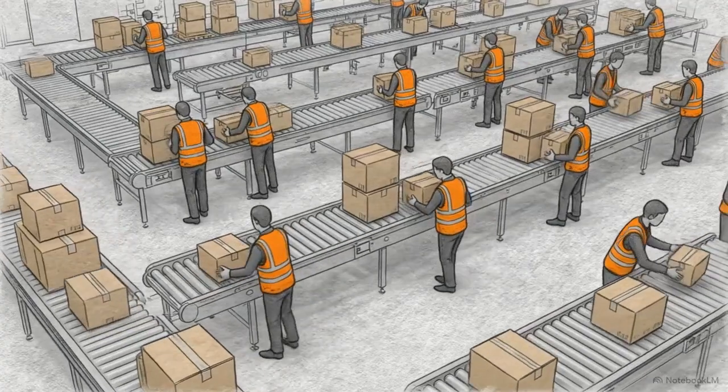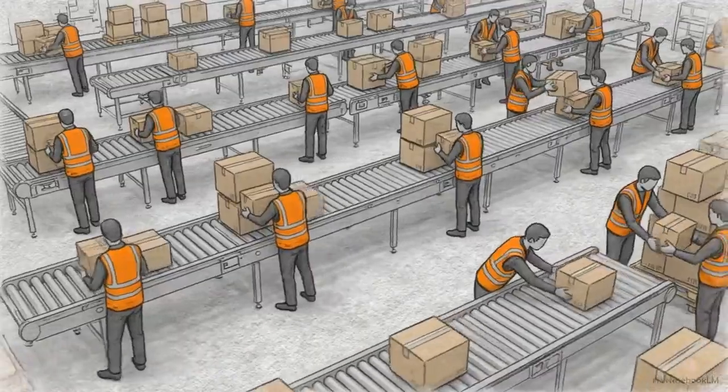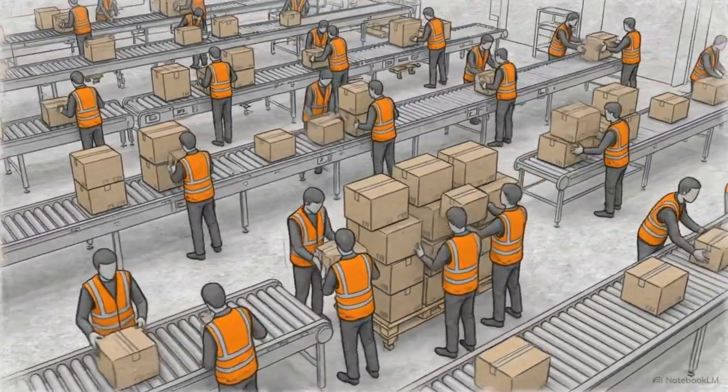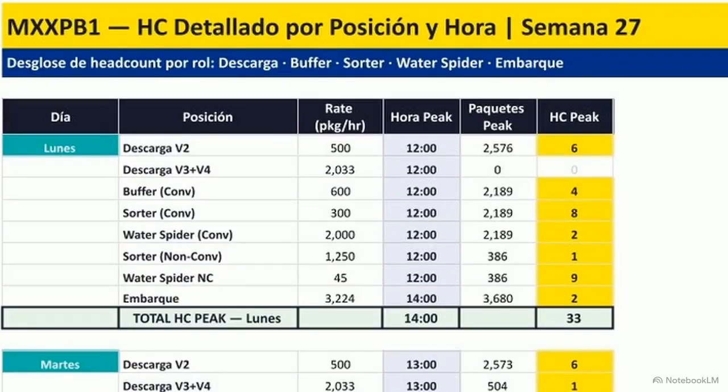To build that capacity structure, the calculation has to start at the lowest level of granularity, role-specific throughput inside the warehouse. This table shows the exact headcount required for every specific operational role, broken down by the hour for a Monday shift. Notice how productivity is entirely dependent on the task profile.